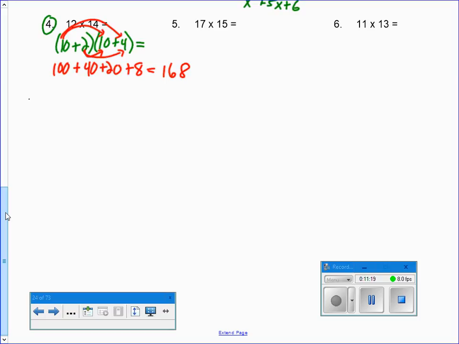So with these, there's even one more way you can do this, called the box method or the area method, whatever you want to call it. But instead of breaking these up, making it look like an algebra problem, you can break it up and make it look like an area problem. So we can take our 12 broken up as 10 and 2, 14 we broke up as 10 and 4, and make this a box.